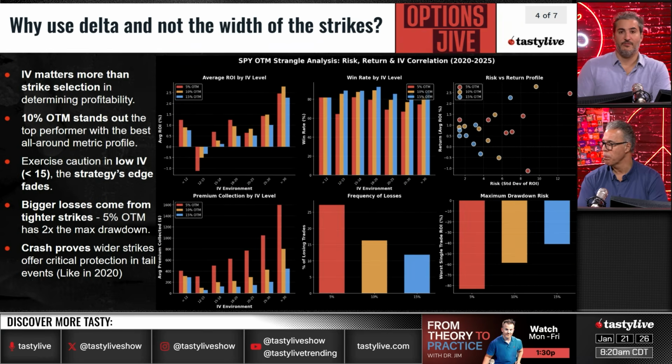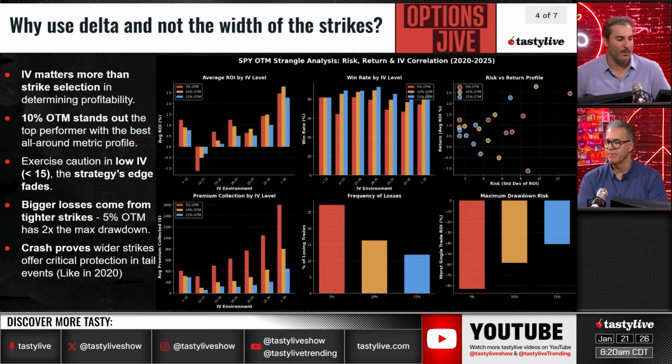Getting into more visuals, these are some really cool visuals here. IV matters more than the strike selection in determining profitability. High volatility tells you that you're getting paid more to take that risk, all else being equal. 10% out of the money stands out as the top performer with the best all-around metrics. This is a little bit subjective, though. We're looking at this agnostically, so you have to measure your own risk tolerance.